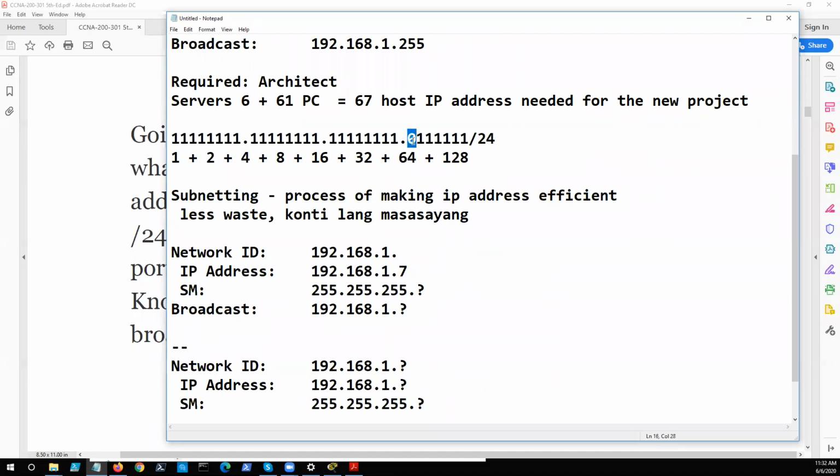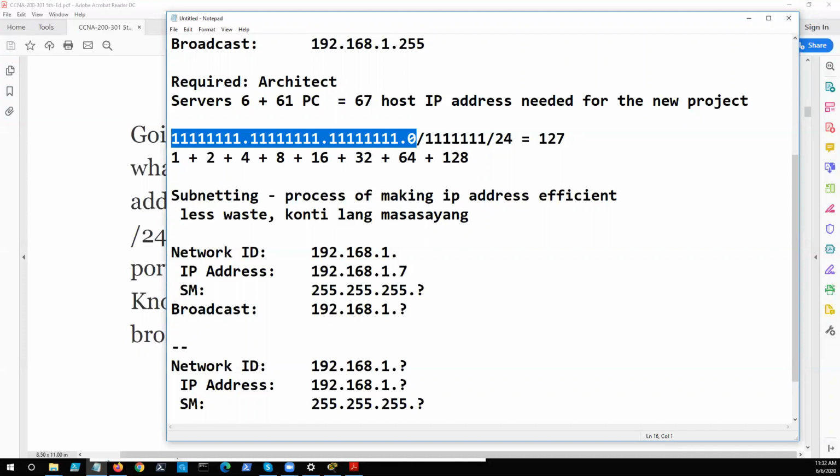Okay? So, parang kulang, 1, 2, 3, 4, 5, 6, 7. Kulang nga. So, borrow another one. 63 plus 64 equals 127. So, is it enough? More than enough, no? So, dito ako nag-stop. Okay? So, pag nag-stop kayo, slash mo na yan. Hatiin mo na, no? So, ito yung natitira. That will be net ID. Okay? So, 127.